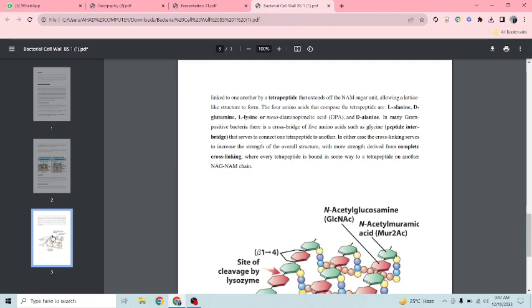In either case, the cross-linking serves to increase the strength of the overall structure, with more strength derived from complete cross-linking, where every tetrapeptide is bound in some way to a tetrapeptide on another NAG/NAM chain.